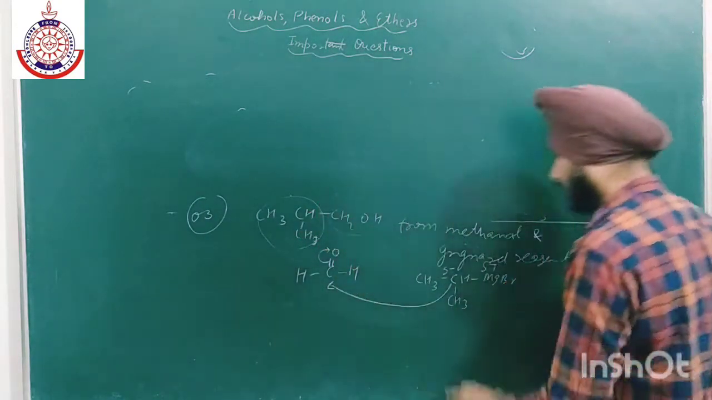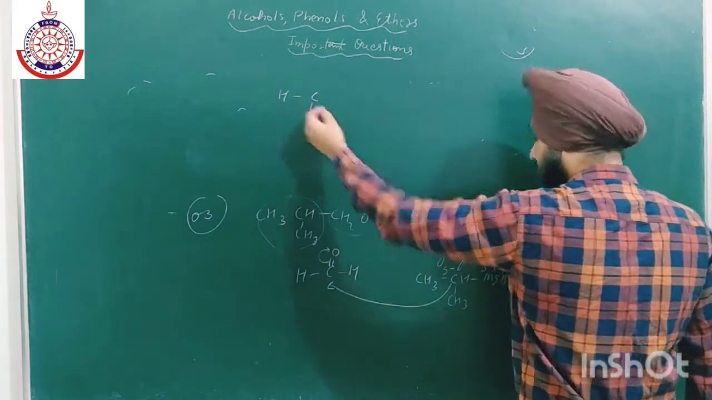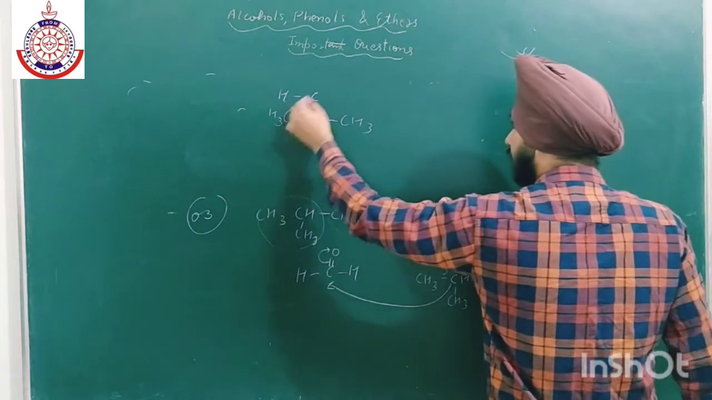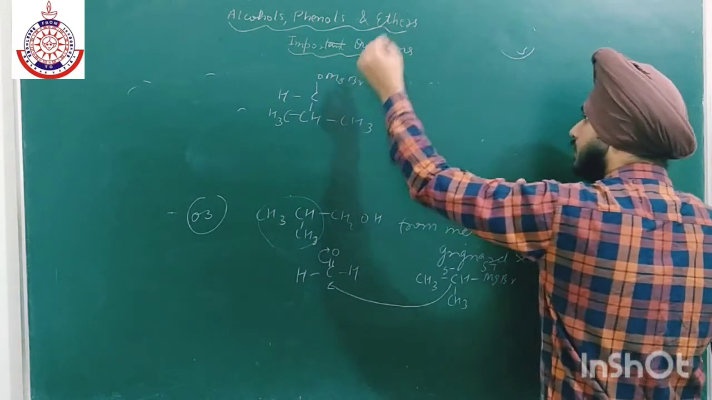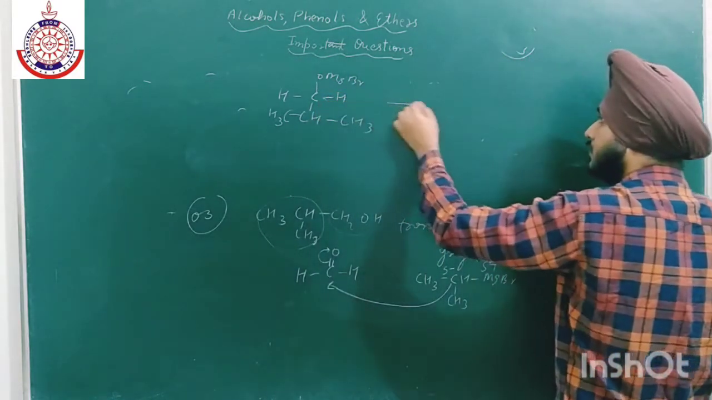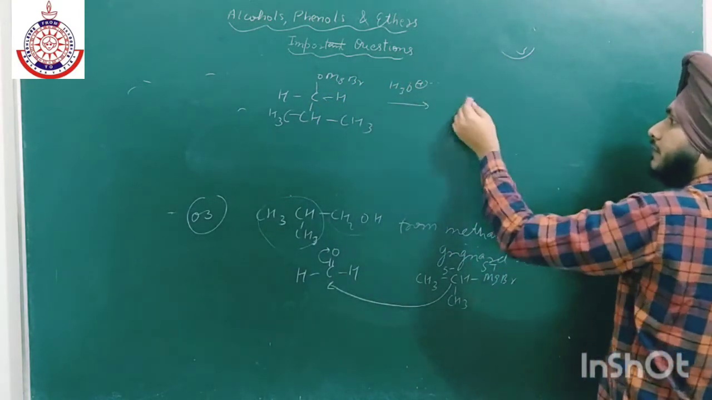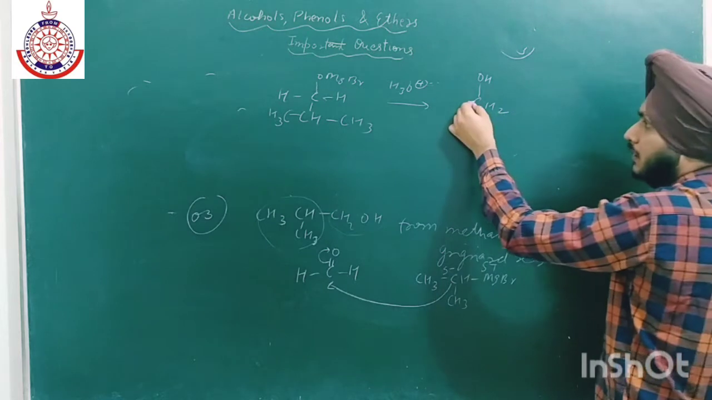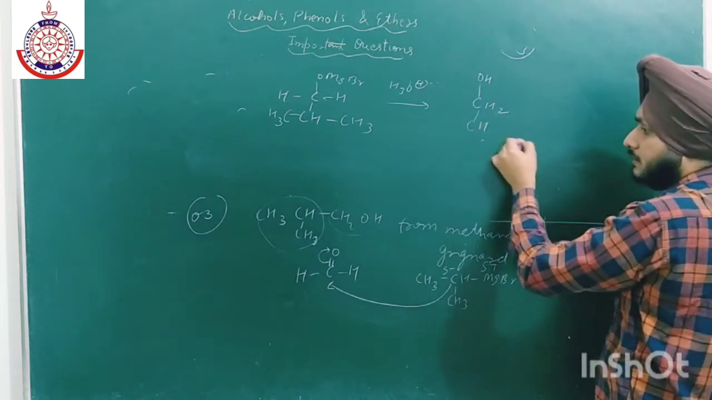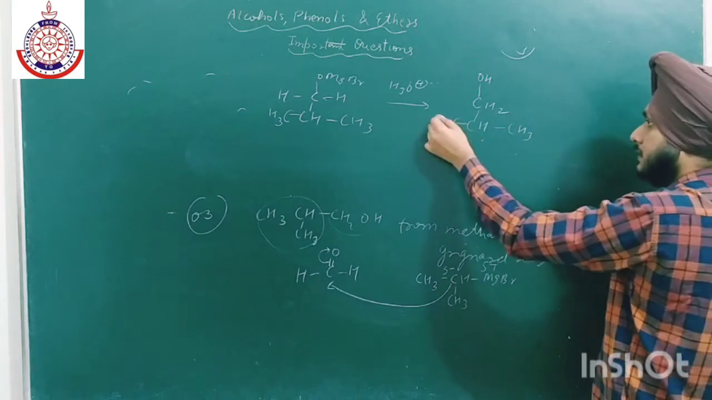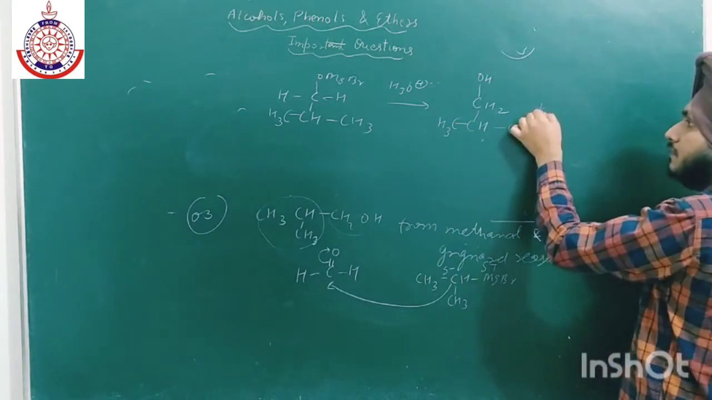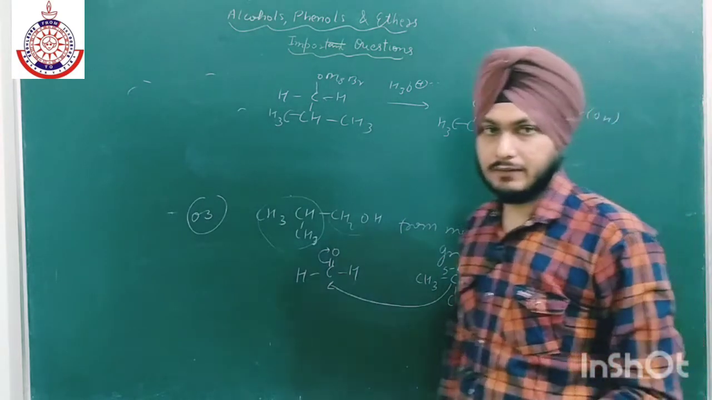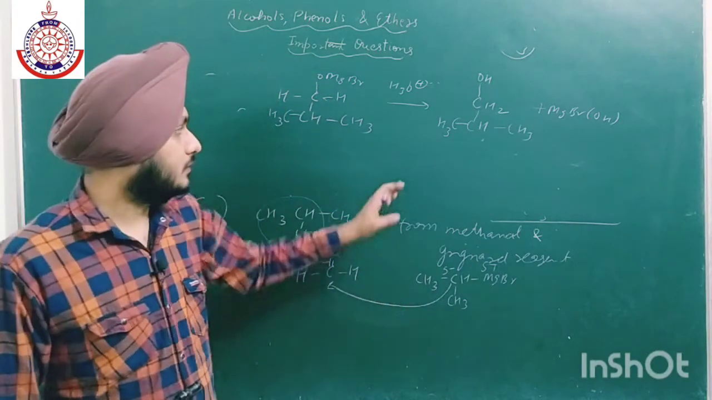Then we will get HC, this will attach over here, and we have OMgBr, and one H. Now we have to do the hydrolysis. So OH, CH2, and what else? H, CH3, CH3, and MgBrOH. So we will get this product, which is the required one. This is the desired product which we want to form.